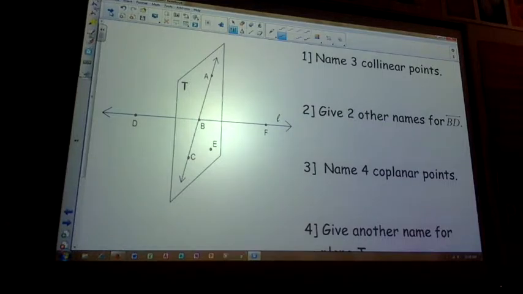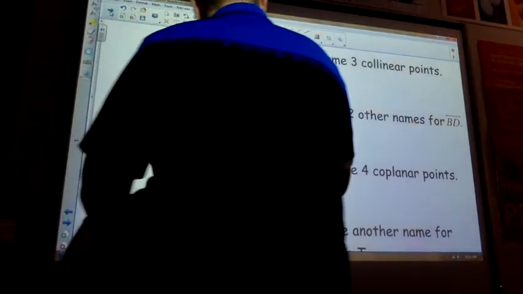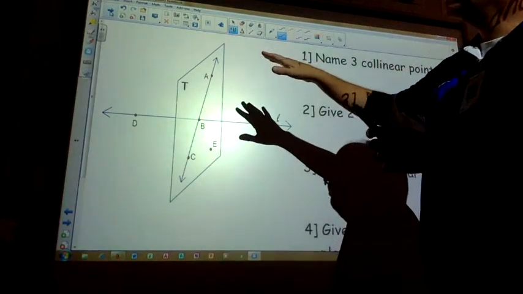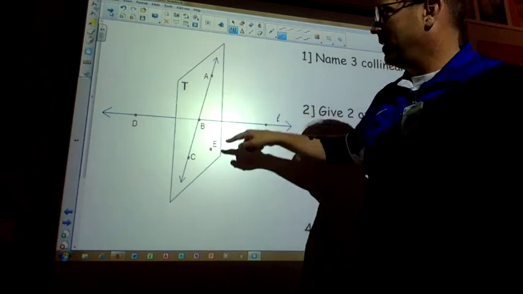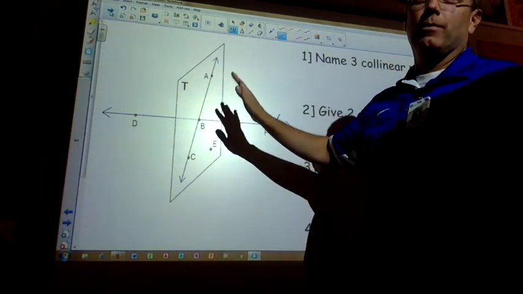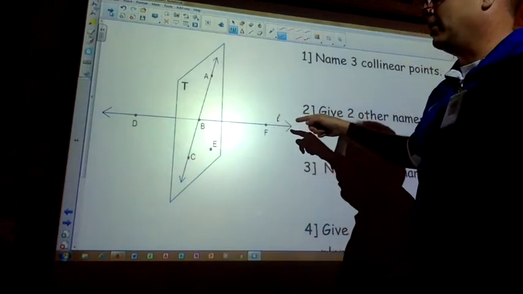Name 3 collinear points. These are on the same line. I see DBF. Someone sees someone else? Shout it out. ABC. Any other? C, E, F. Oh, really? I can't tell. So this is what's hard. Are we looking at a parallelogram laying flat with a line going through it?